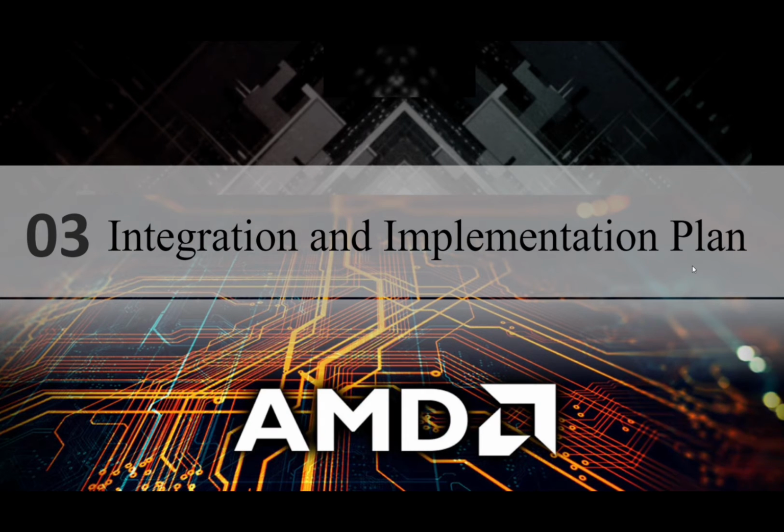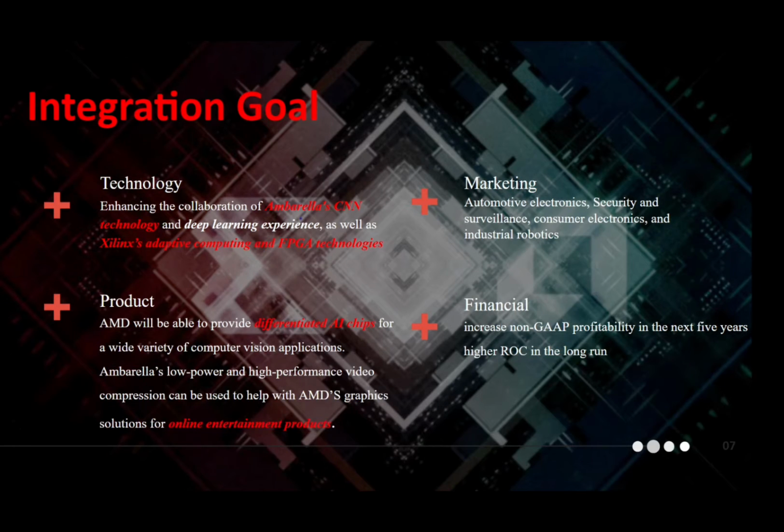The integration and implementation plan includes 4 parts: goal, challenge, organizational integration, and exit strategy. First, integration goal. There are 4 goals for this acquisition. Technology and product parts are more important.